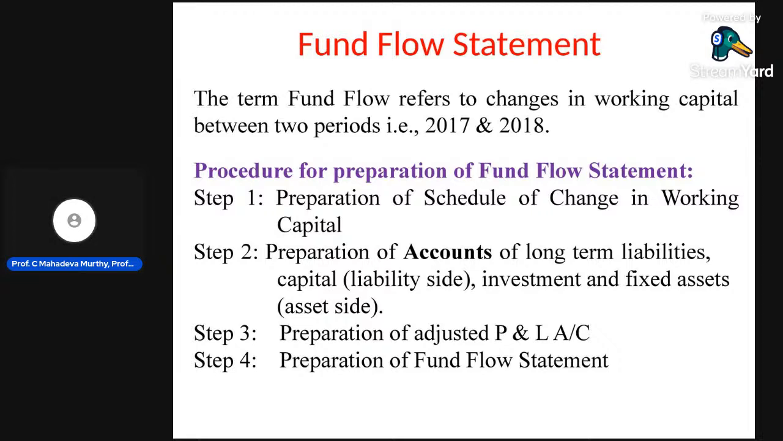Then the procedure for preparation of the fund flow statement. There are four steps while preparing a fund flow statement. The first step is preparation of the schedule of changes in working capital. The second step is preparation of accounts of long-term liabilities, that is capital and liabilities on the liability side, and investments and fixed assets on the asset side. First, we need to prepare a schedule of changes in working capital. Then open an account for all the long-term liabilities and fixed assets.